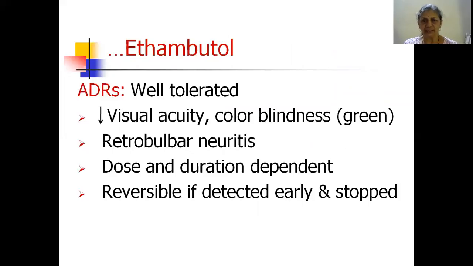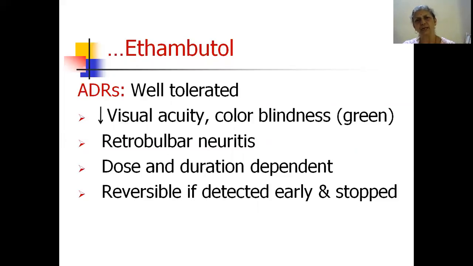Ethambutol is well tolerated, and the typical or peculiar adverse effect of ethambutol is reduced visual acuity and color blindness, where appreciation of green color is affected. That's the typical adverse effect of ethambutol. It can also lead to retrobulbar neuritis, which is a dose and duration dependent and reversible adverse effect.